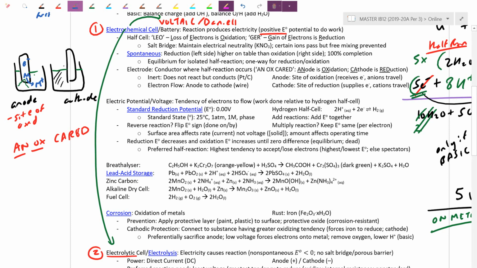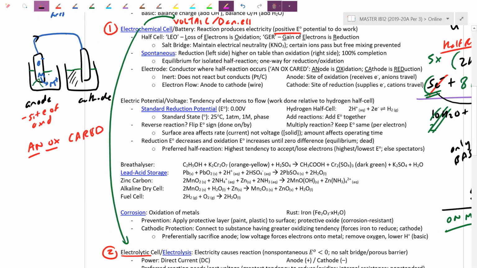Because these are not directly connected, I need to connect them with an external wire. Careful: electrons always flow anode to cathode, and they only flow through the wire. Electrons never enter the solution. This side here is at risk of becoming overly positive, so we're going to use our salt bridge as a sort of on-off switch.